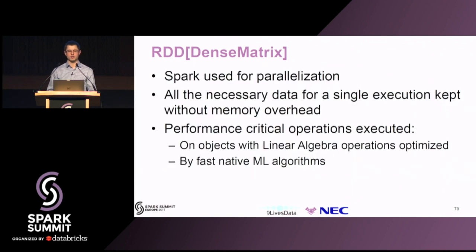And actually, why do we use RDD of dense matrices? So in this approach, Spark is used for parallelization. And all the necessary data for a single execution are kept without memory overhead because we use dense matrix. This is a very compact object. But what is the most important for us is that performance critical operations are executed first on objects that are optimized for that, that have linear algebra operations optimized, dense matrices, and second, that these performance critical operations are executed by very fast native machine learning engines, algorithms, yes.